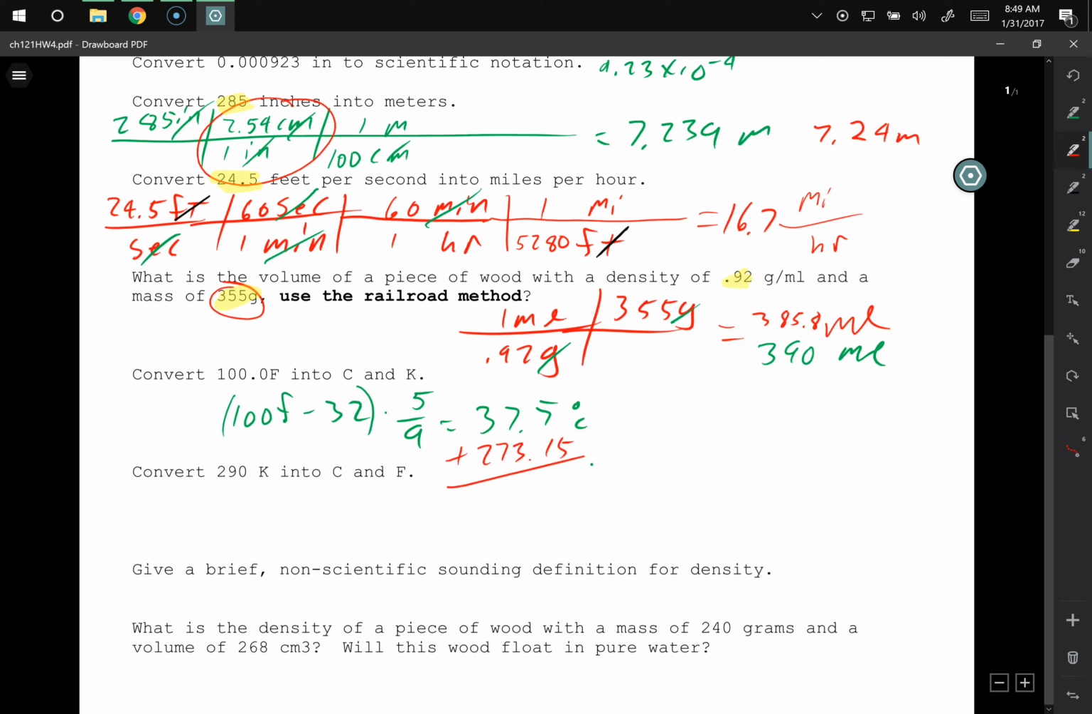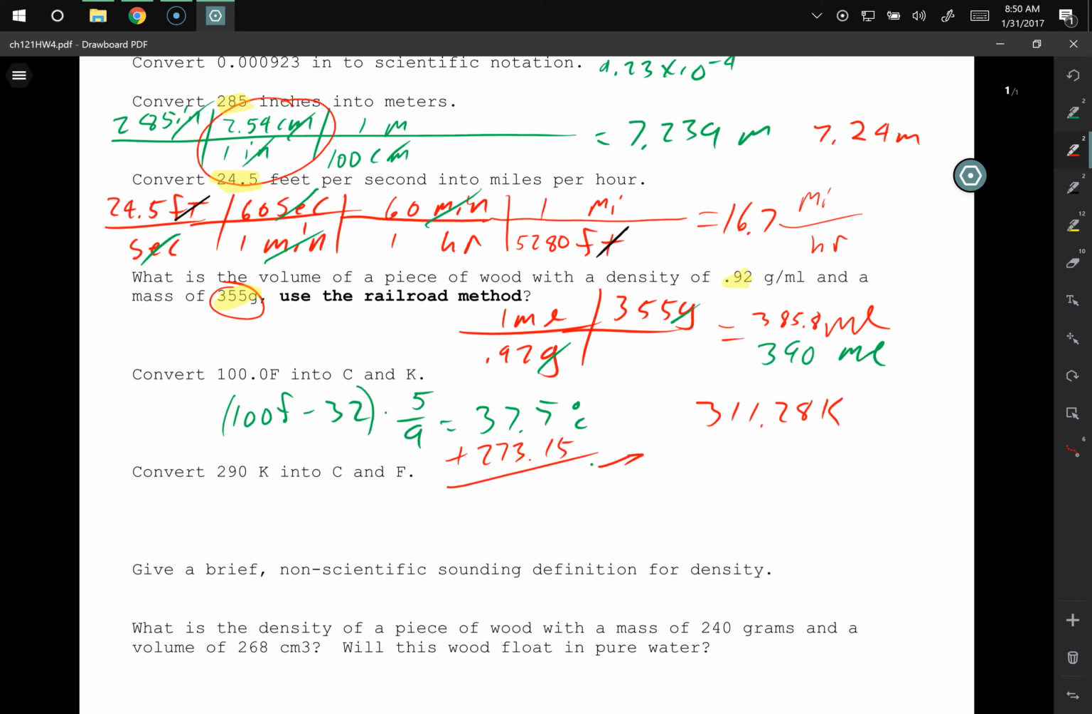$273.15, and then that's going to get me into a Kelvin value. So my answer for Kelvin is 311.28 K. All right, so how many sig figs do I have? 4. The 100.0.